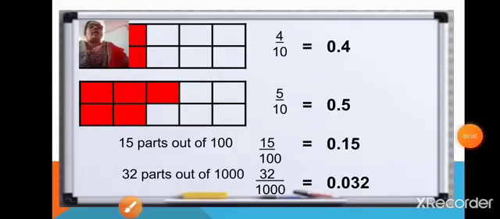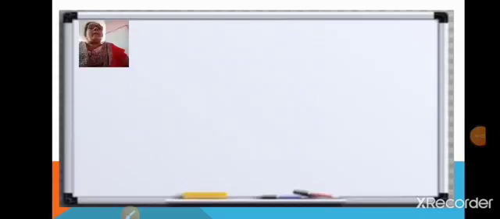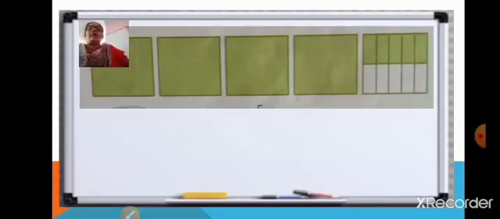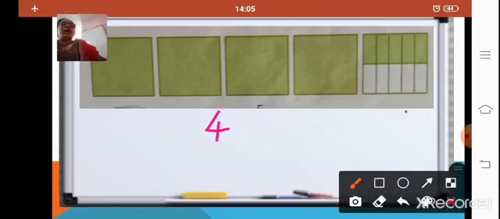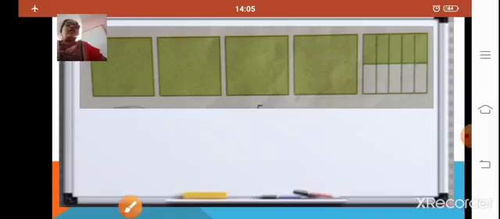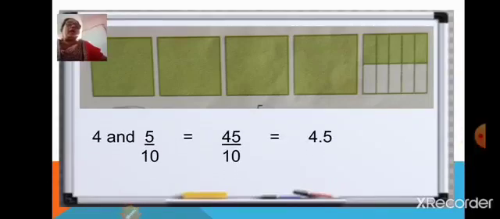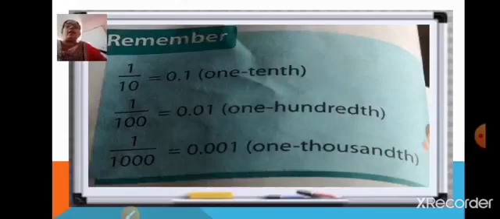Okay, now a decimal number can be written with a whole number to show a complete whole and a fractional part. Now in this figure you can see there are 4 complete wholes and a fractional part, that is 5/10. Each whole is divided into 10 equal parts. So it is written as 4 wholes and 5/10. 4 wholes means 40 tenths, and 5 parts of the fractional part, so 45/10, which is further written as 4.5.